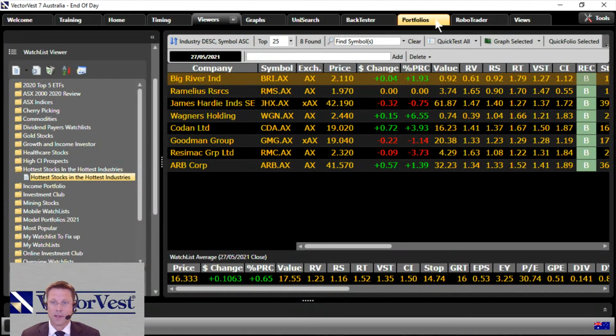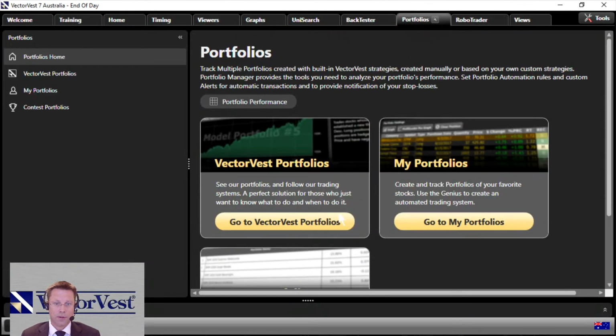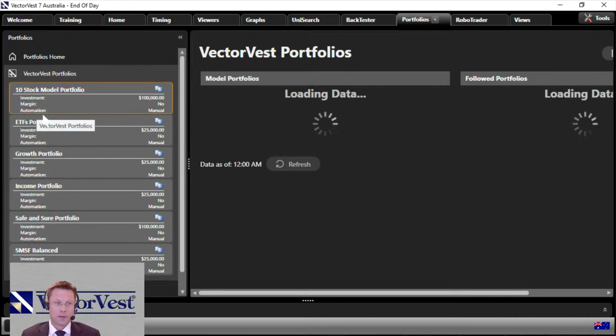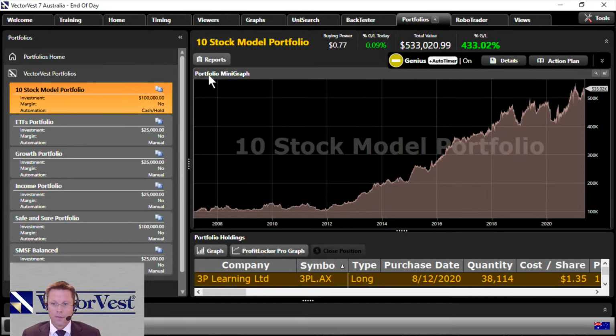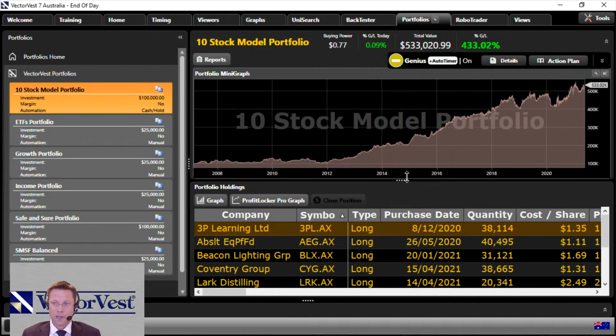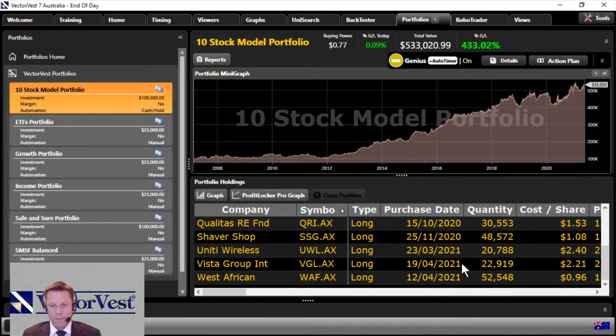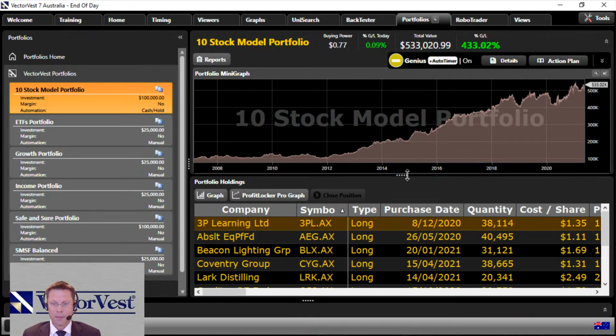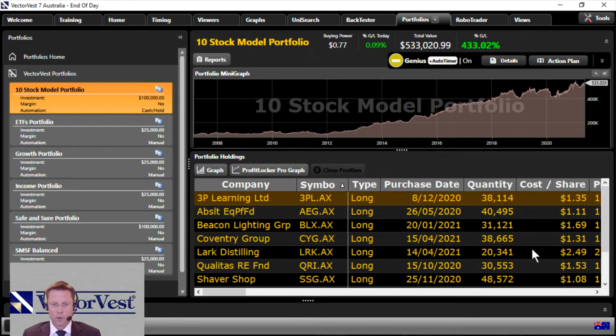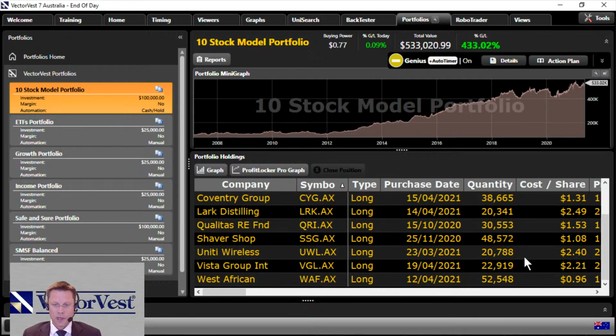So you can get access to this, for example, if I go to the VectorVest portfolios. So you might not want to construct it yourself. You might say, well, VectorVest, show us what you're currently doing. And VectorVest will then show you. All right, here's our 10 stock model portfolio. You can see the performance over the years. It's a real cracker of a portfolio. We're not fund managers, we're not brokers, we don't manage your money, but we'll show you exactly what we do each and every day using our tools.